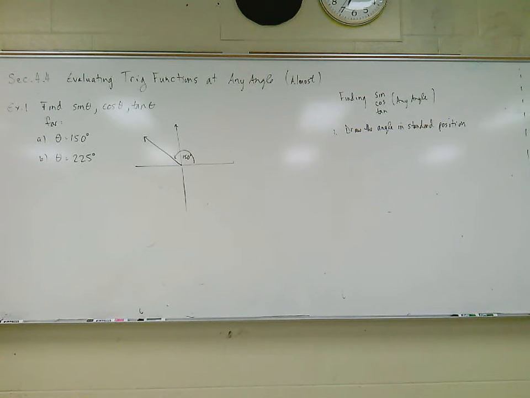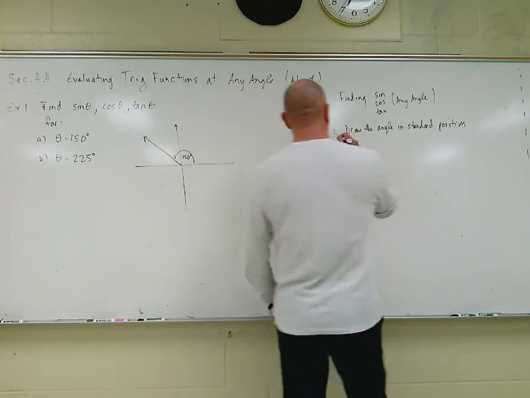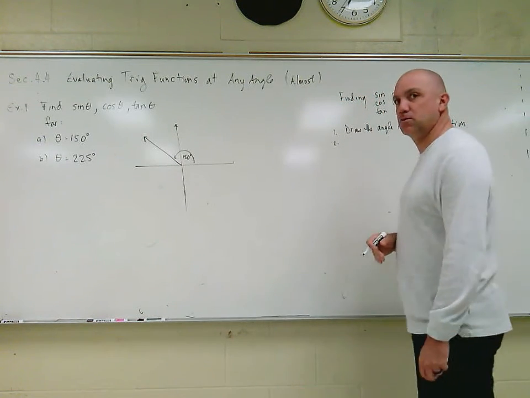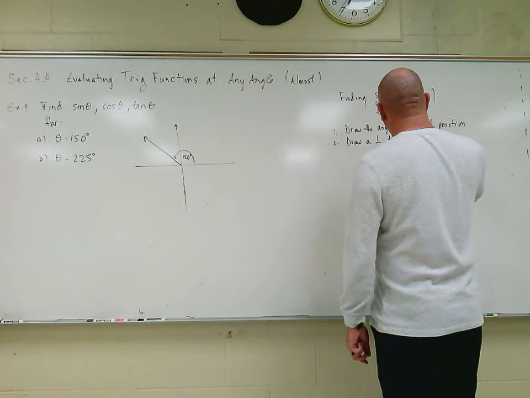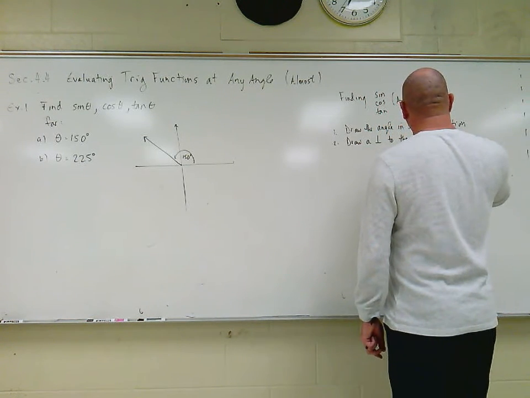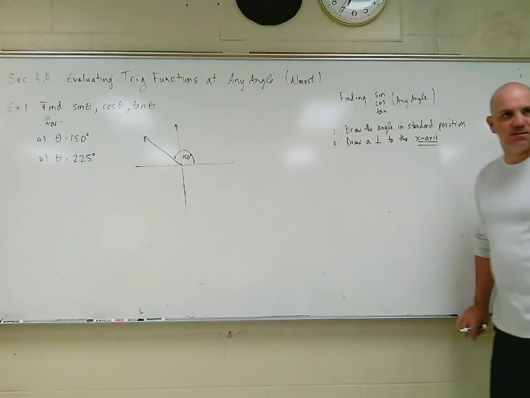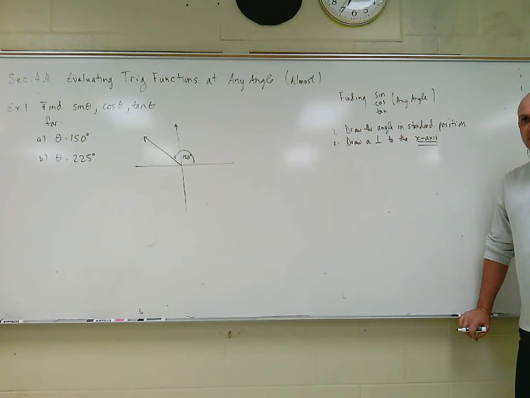But if we're going to do sine, cosine, tangent, what do you need to look at in order to know to do sine or cosine or tangent? A triangle. We need a triangle. We don't have a triangle, so we're going to make a right triangle. Step 2. These steps are literal. Draw a perpendicular to the x-axis. Always to the x-axis. So you go from the tip of the angle to the x-axis.